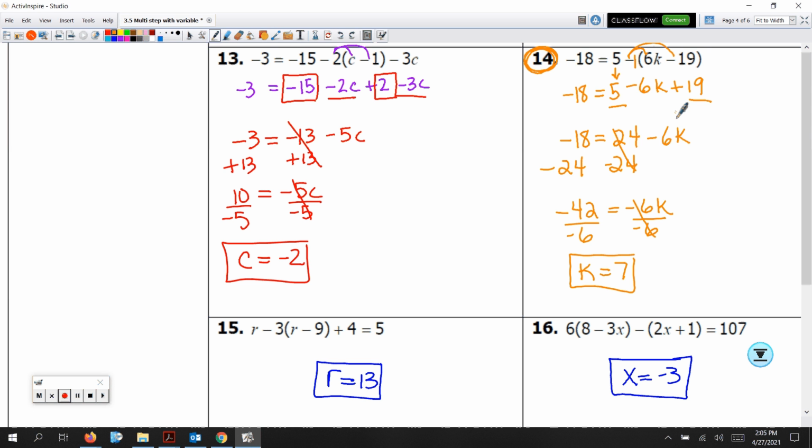All right, so for number 15, that was not too bad. You should have got r equals 13. Number 16 was like next level up, okay? You had to distribute twice. 6 times 8, 6 times negative 3. That would have given us 48 minus 18x. Then I distribute negative 1 to 2x and negative 1 to 1. That gives me negative 2x minus 1. All of this equals 107. When you work this down, combine your like terms, you should have x is equal to negative 3.